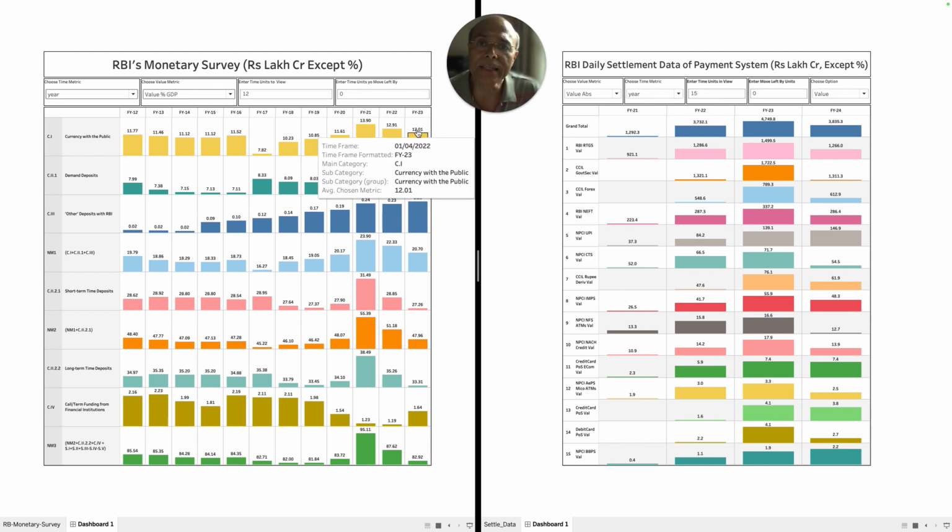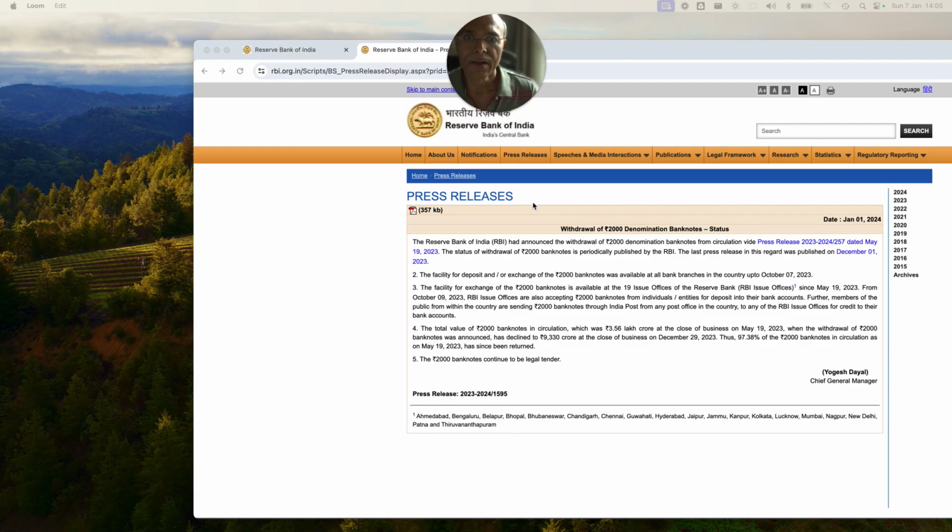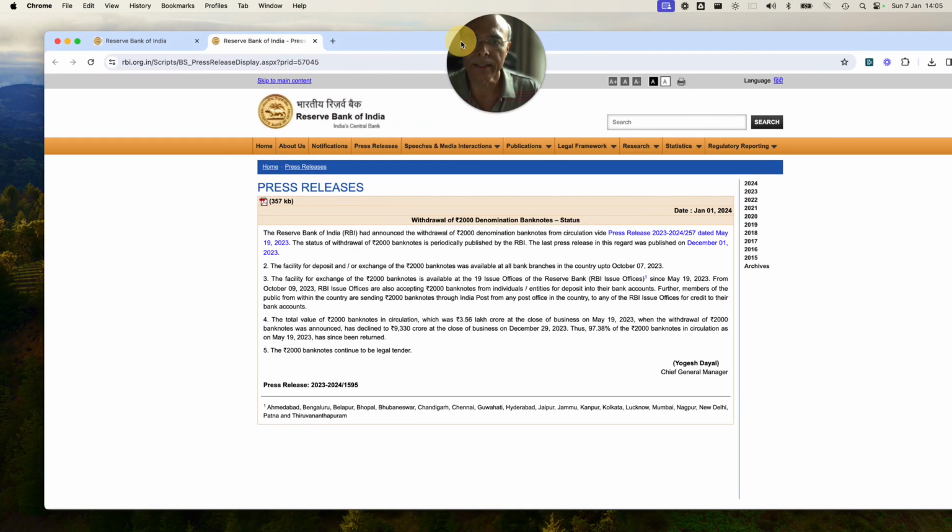And then there is a sudden drop in the cash in the system. I'll tell you why. Because of the 2000 rupees note notification which RBI came out with. And this is the notification I'm going to show you. See the total amount of cash in the system. Just a minute. Let me just bring this in front of you. So this is the notification that is in front of you.